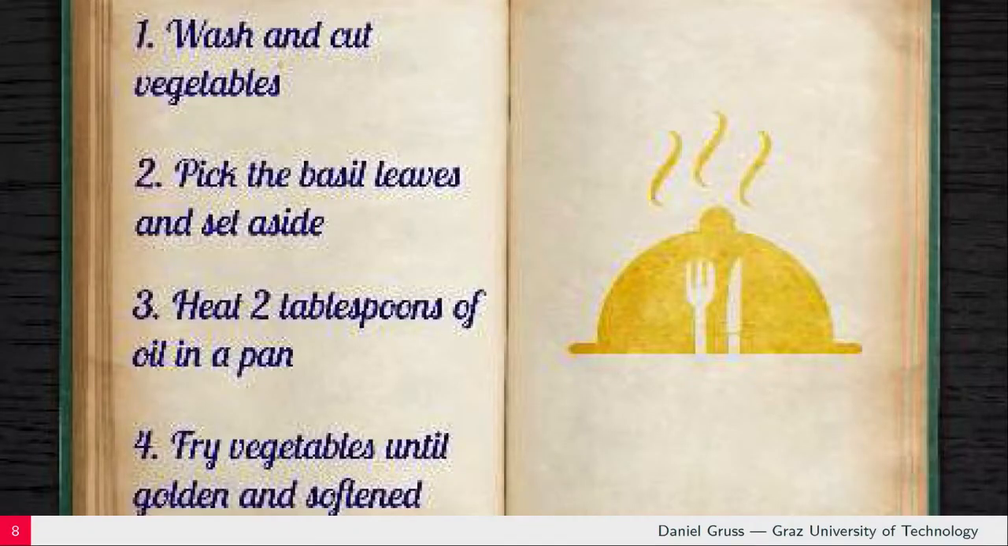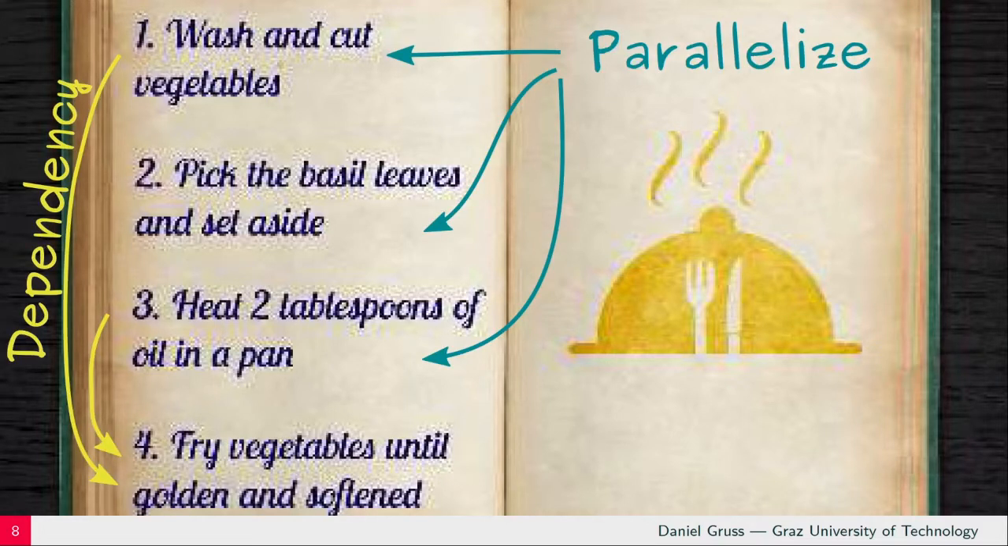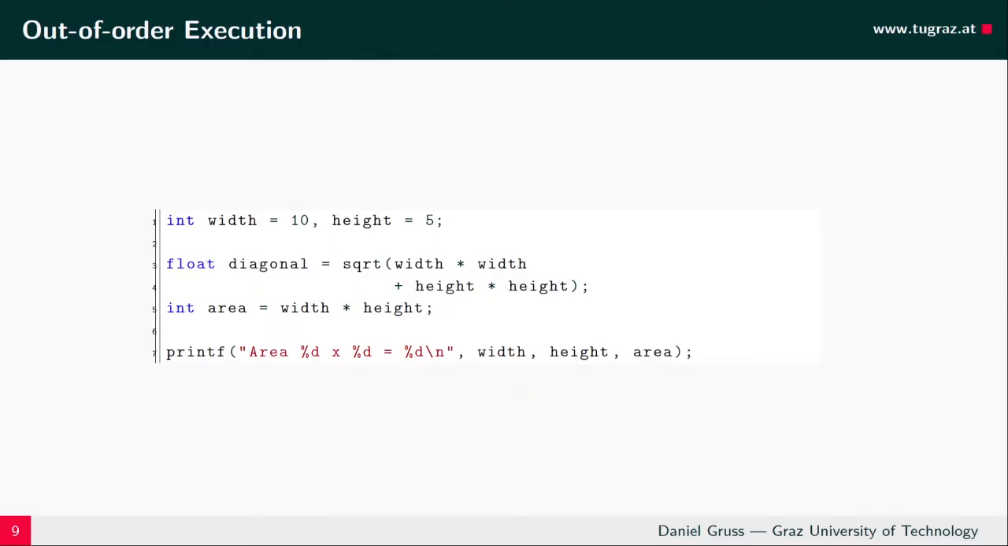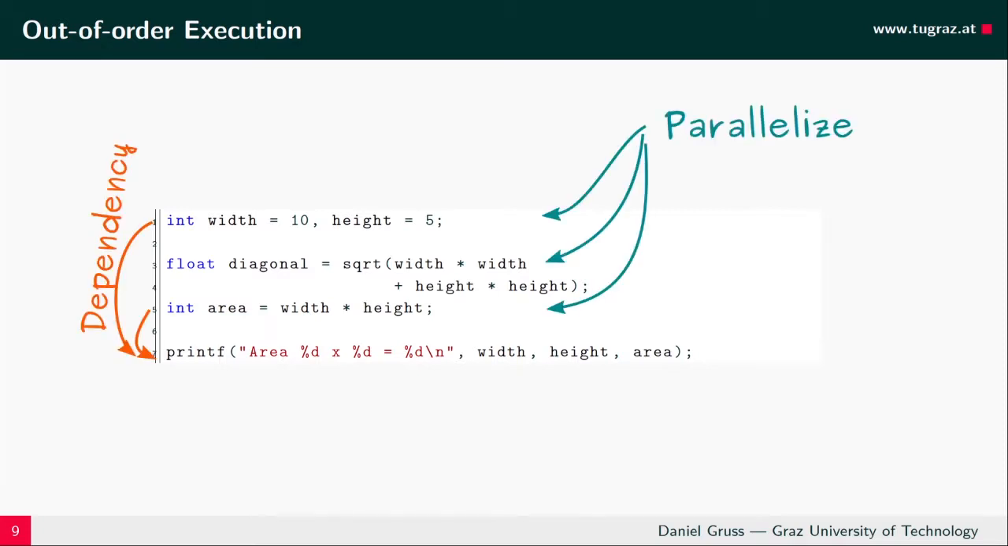What we do, of course, is we parallelize the steps that we can parallelize. For instance, put the potatoes on the oven right away when we start cooking, because they probably take the longest. And the processor does the same in this case. So if we look at a simple program here, the processor will parallelize everything that can be parallelized, and it will execute the parts that can only be executed afterwards, after these other computations.